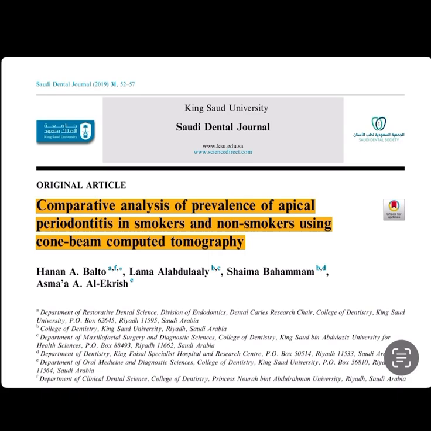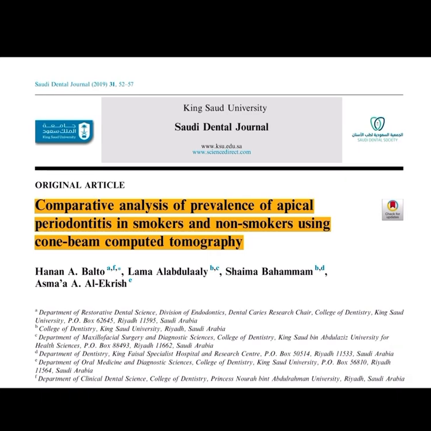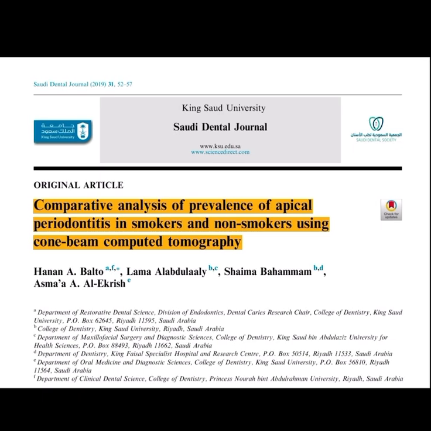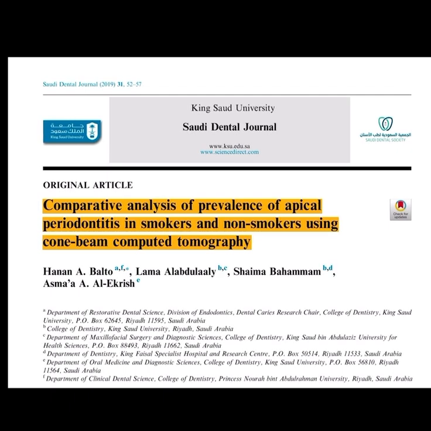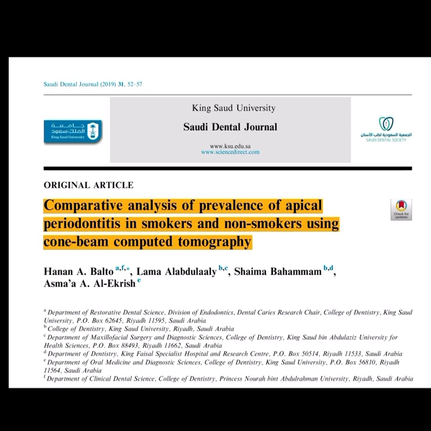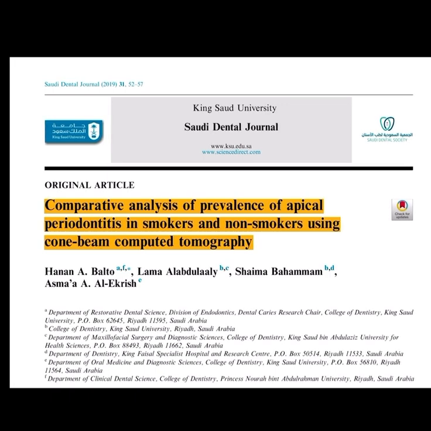The CBCT datasets showed that 327 teeth, 45.5%, were examined in the smokers group and 273 teeth, 45.5%, in the non-smoker group. The prevalence of apical periodontitis was 13.9% in smokers and 14.3% in non-smokers, with no significant difference. And the number of smoking years before taking the CBCT was not correlated with either the percentage or the size of the lesion presented.